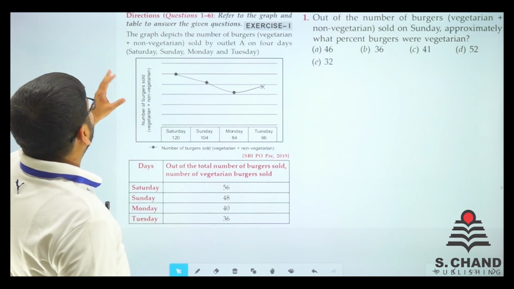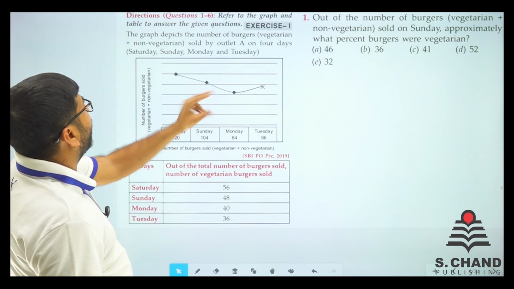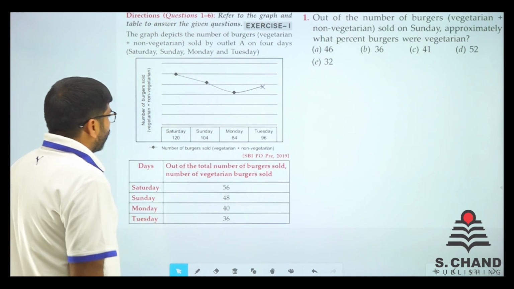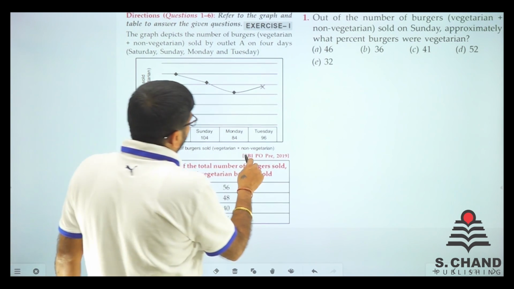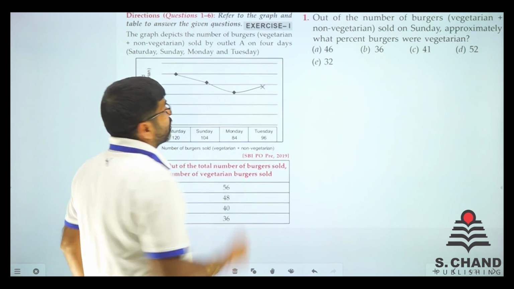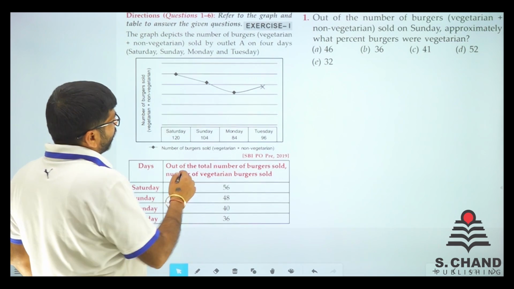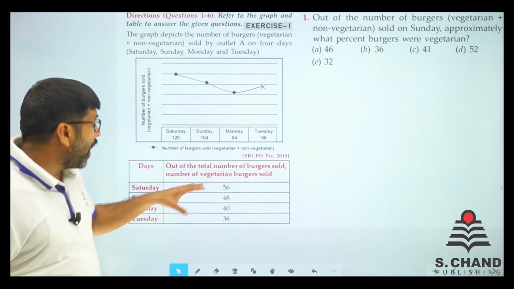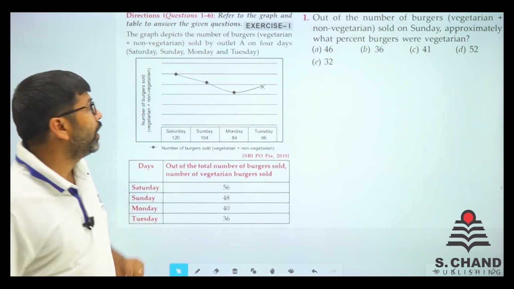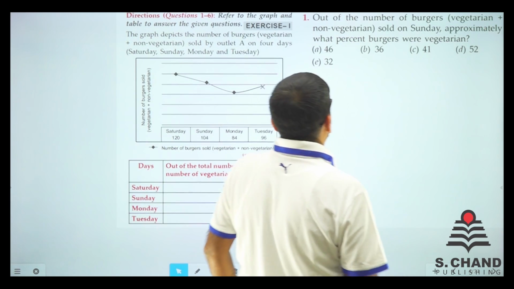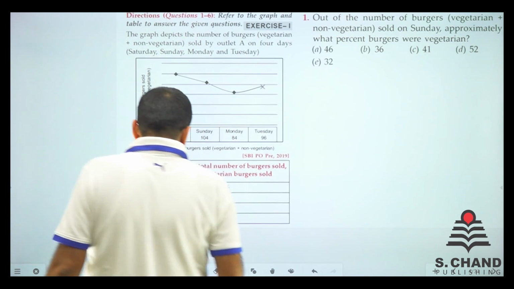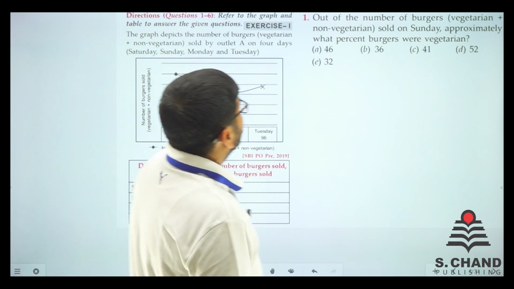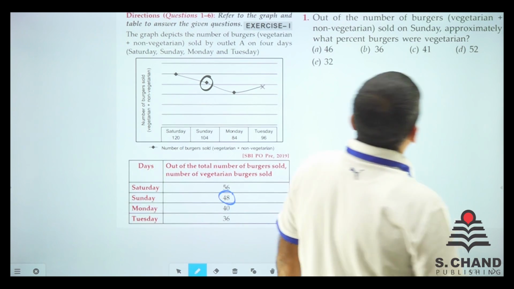What does it say? The graph depicts the number of burgers sold by outlet A on 4 days: Saturday, Sunday, Monday and Tuesday. So the number of burgers sold is vegetarian plus non-vegetarian. Out of the total number of burgers sold, these are the number of vegetarian burgers sold. What is the question? Out of the number of burgers sold on Sunday, what is Sunday's data? Sunday's data is like this. On Sunday, approximately what percent of burgers were vegetarian?